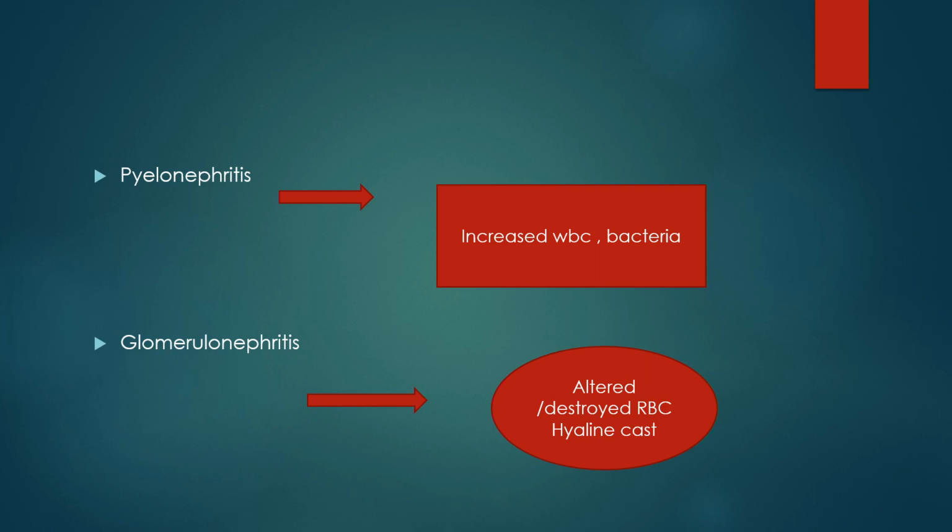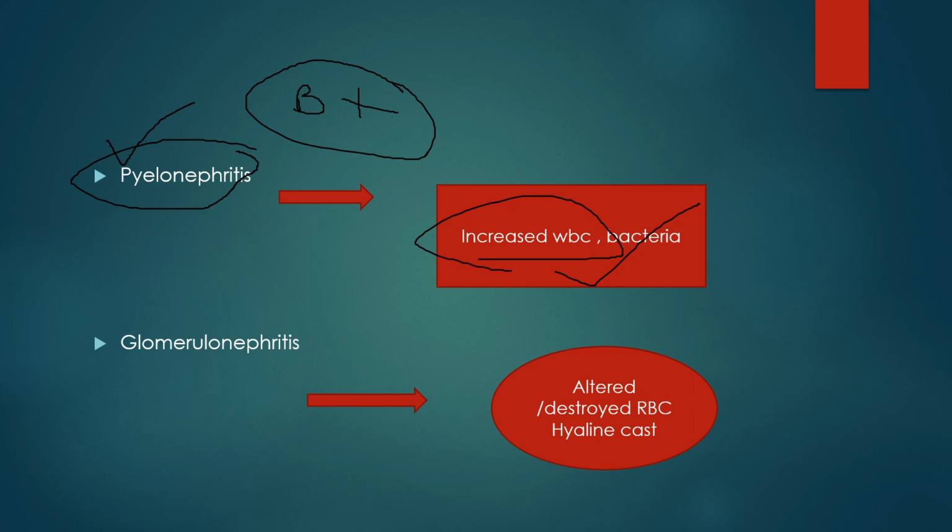So first of all, when you see increased WBC, meaning leukocytes, and bacteria, you can directly say pyelonephritis. You can say pyelonephritis when on the analysis you see the presence of bacteria. There will be written bacteria, and in front of it there will be the sign of positive. So if bacteria is present, then your conclusion is pyelonephritis. You have no need to look at the increased WBC count.